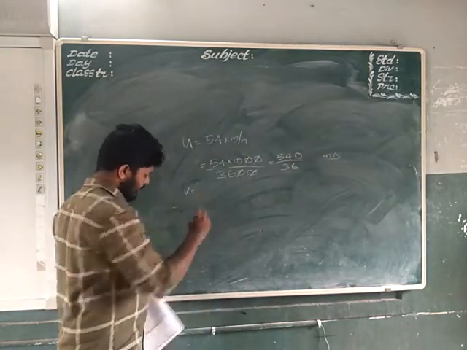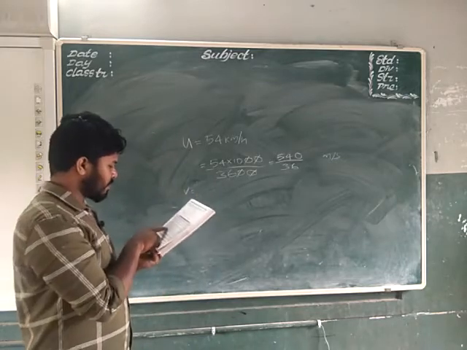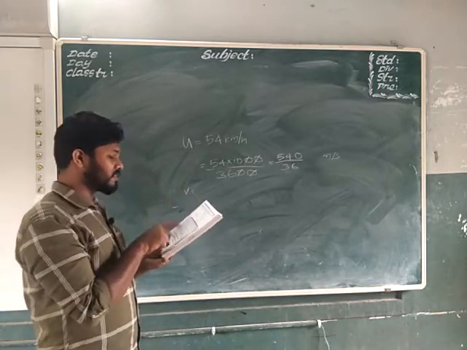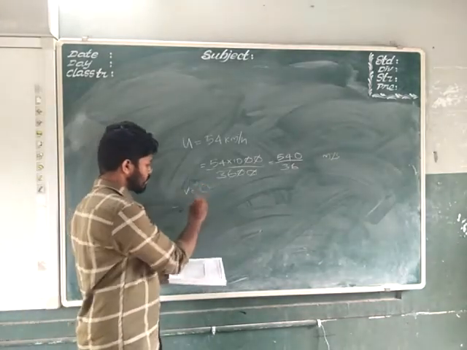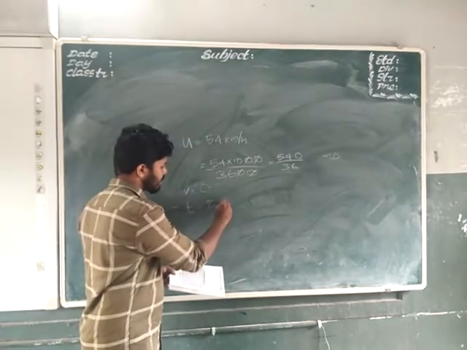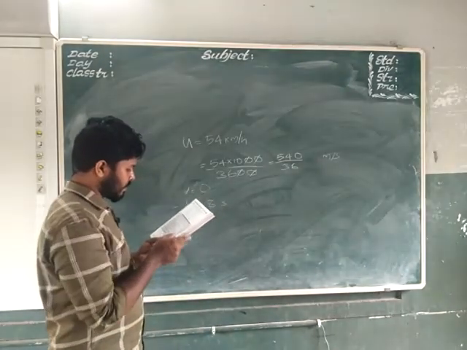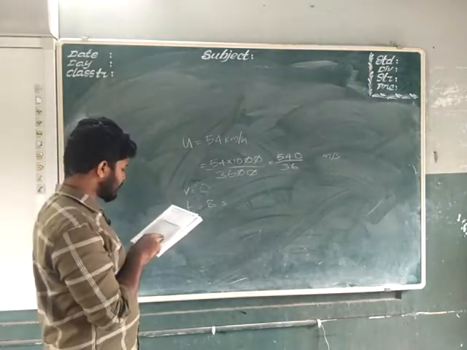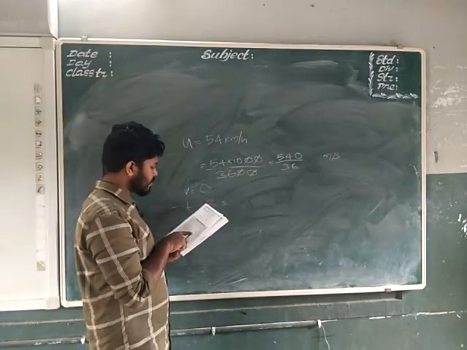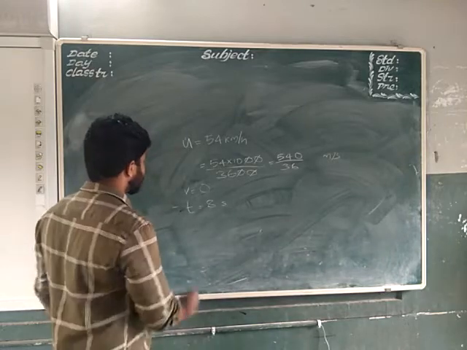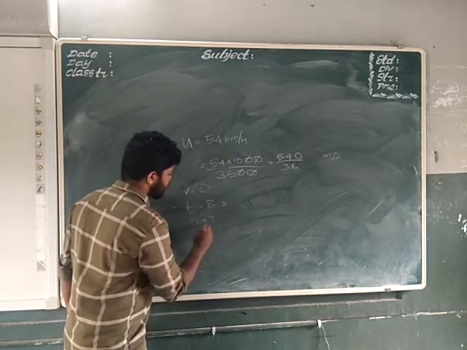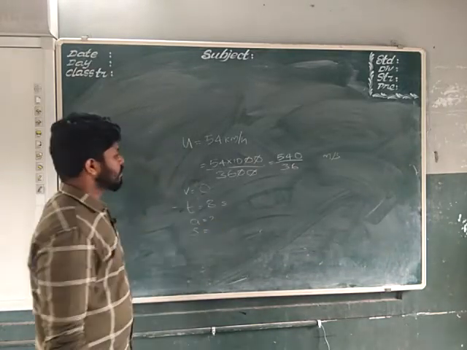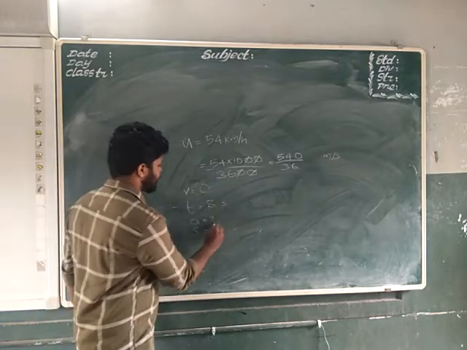Now, final velocity, is it given? On applying brake, it stopped in 8 seconds. So final velocity is 0, and t is equal to 8 seconds. We have to calculate the acceleration and the distance traveled before stopping. So we have to calculate a and s.